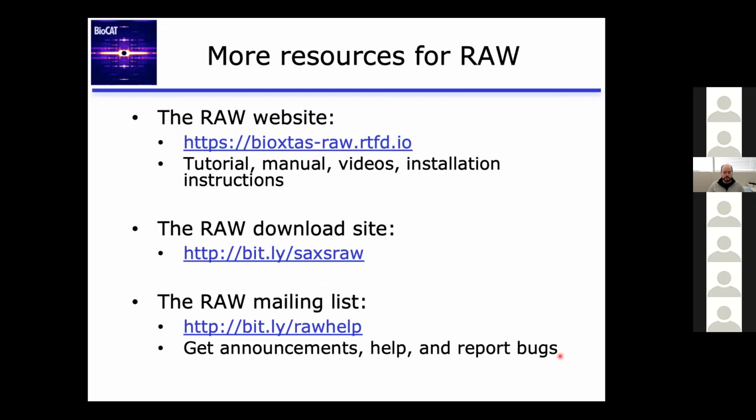So if you're interested, of course, you can find it on the SBGrid website. You can also check out our websites. I have a link to the main website with the tutorials. That's our download site, and that's our mailing list where you can send messages and get help, report bugs, and get announcements about new versions, and also things like this talk, which I announced on the mailing list. And so with that, I'm going to stop talking and see if we have any questions from the audience.